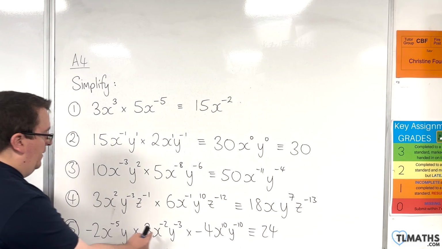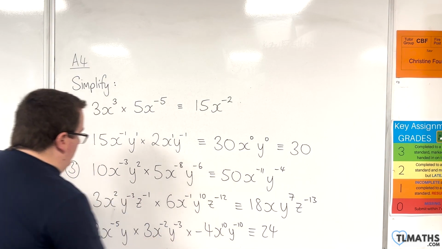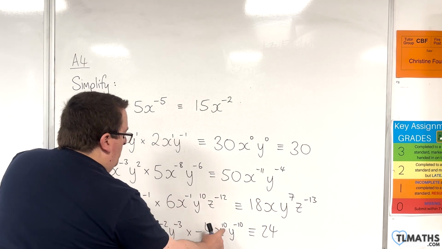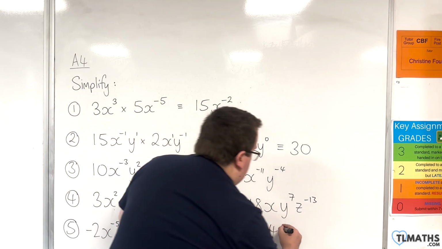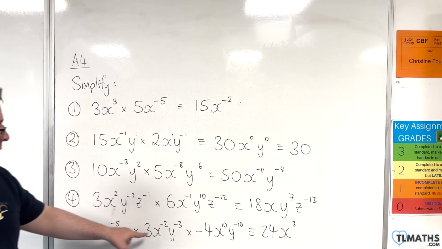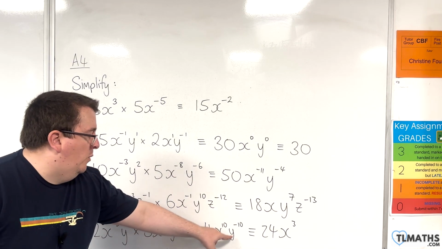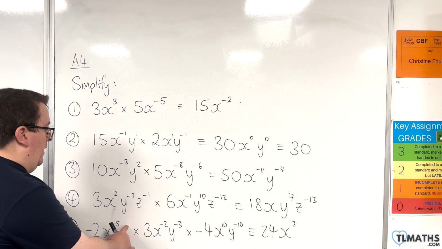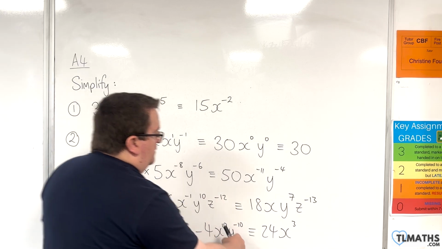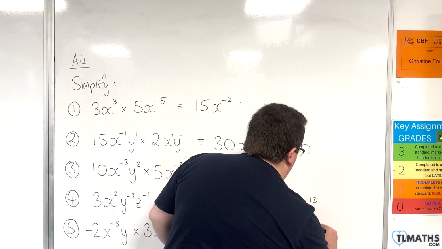X to the minus 5 times x to the minus 2 times x to the 10. Minus 5 take away 2 is minus 7. Plus 10 is 3, so x to the 3. Then y times y to the minus 3 times y to the minus 10. 1 take away 3 is minus 2. Take away 10 is minus 12, so y to the minus 12.